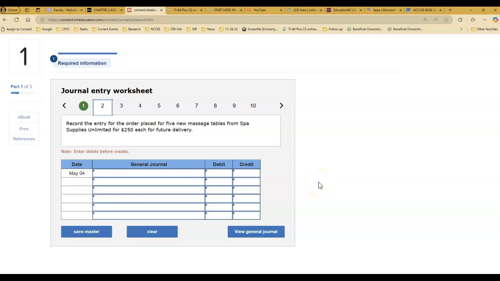Record the entry for the order placed for 5 new massage tables from Spa Supplies Unlimited for $250 each for future delivery. Okay? Now, that's a lot of words to say that we picked up the phone, we called Spa Supplies Unlimited, and we placed an order for 5 new massage tables. You what? Beautiful. No journal entry. Okay?